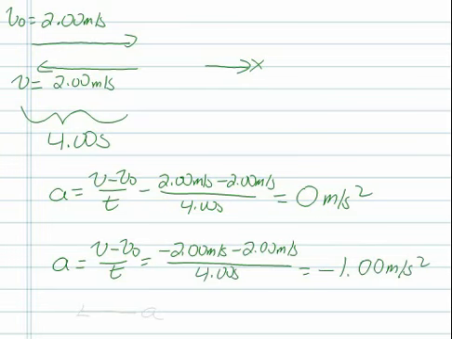The negative does not mean slowing down. Negative means the acceleration vector is opposite to what we call positive. It simply means that a points this way. It does not mean slowing down in this case.